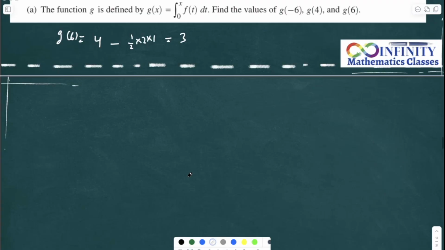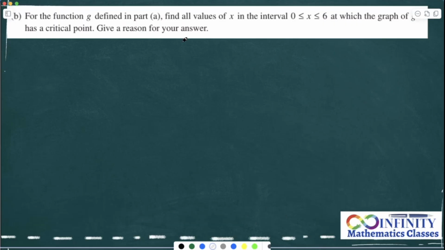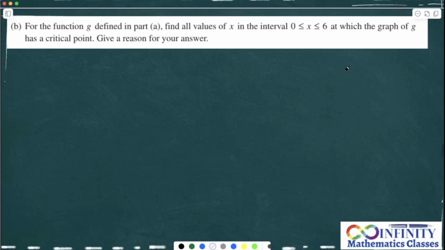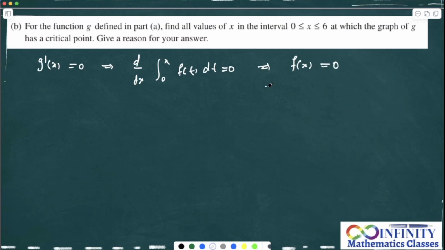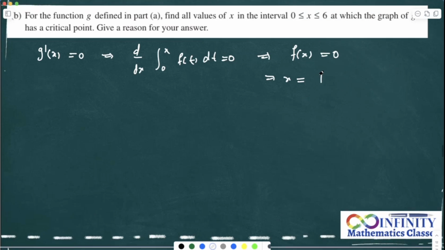The B part, let us try to do the B part. For the function g defined in part A, find all values of x in the interval 0 to 6 at which the graph of g has a critical point and give a reason. That's an easy task for you. A critical point stands for the derivative being 0. The derivative of the integral from 0 to x of f(t) dt is f(x), and f(x) is 0 only at one point. What was that point? This is 4. So the critical point is going to be 4 for you.